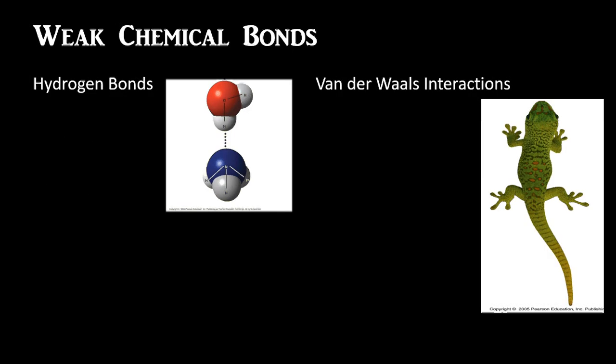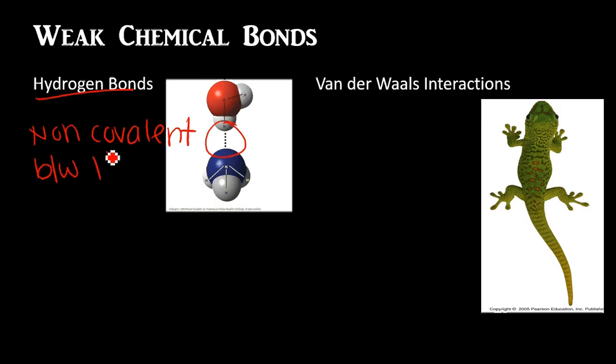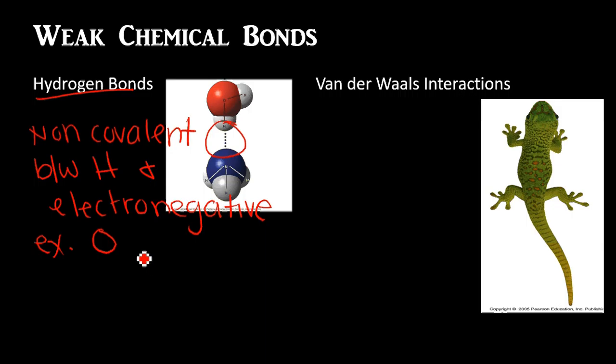Okay, all right. So now let's talk about weak chemical bonds. There's two really important ones we talk about. One of them being the hydrogen bond, which happens between two molecules of water. A hydrogen bond basically is a non-covalent bond, and it's going to be between a hydrogen and an electronegative atom. An example would be oxygen, which we just talked about with water being polar, and nitrogen.